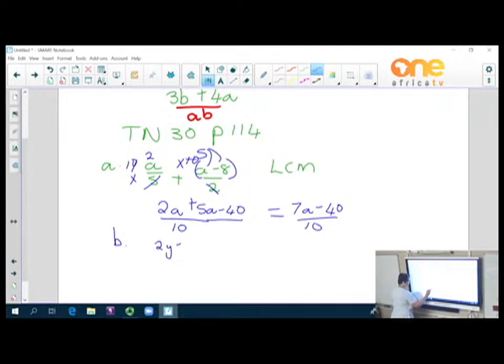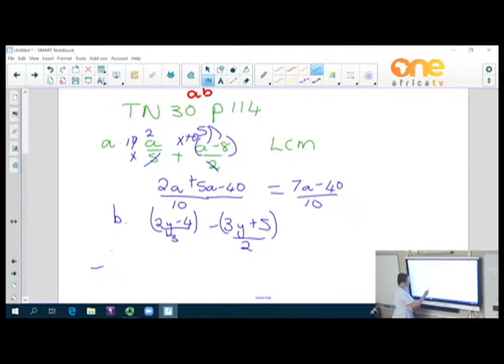Number B. (2y minus 4)/3 minus (3y plus 5)/2. I'm going to put brackets around here. It just makes it easier to see what you are doing. This is subtraction. I need the LCM every time. In this case, the LCM is 6. So I multiply with 6 and cancel. With algebra, this is a very necessary step. So now I have 4y minus 8.